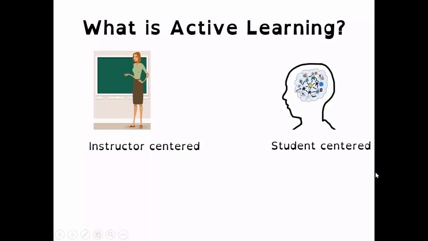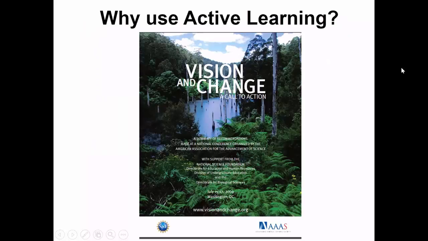Basically, what we want is to take instructor-centered learning and move it to student-centered learning. We want to place the responsibility of learning on the student, and we want to take it away from the sage on the stage kind of place. So in STEM we have this Vision and Change through the National Science Foundation that says we're going to teach science, basically how science is done.